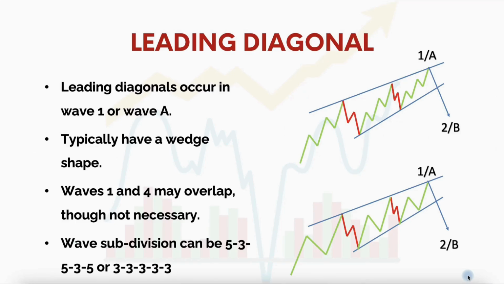Next type of motive wave is leading diagonal. Leading diagonals typically have a wedgish structure, sometimes triangle as well. And leading diagonals always occur in either wave 1 or wave A of ABC. They have a wedgish shape, as I said. Waves 1 and 4 may overlap in this case. So here you have wave 1, 2, 3, 4. Here you can see this is wave 1, this is wave 4, and they have overlapped, right? So in case of a leading diagonal, 1 and 4 can overlap, though it is not necessary always.